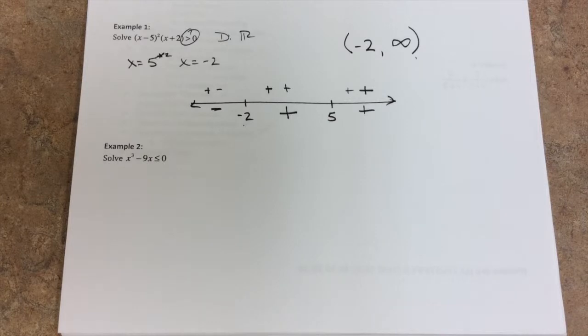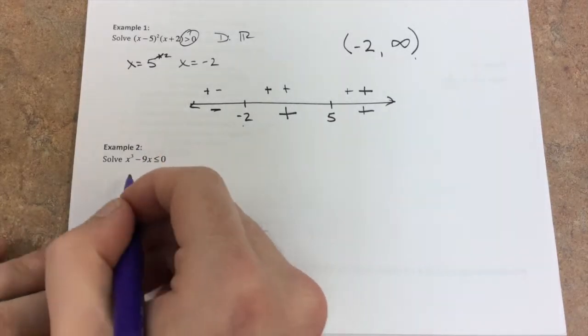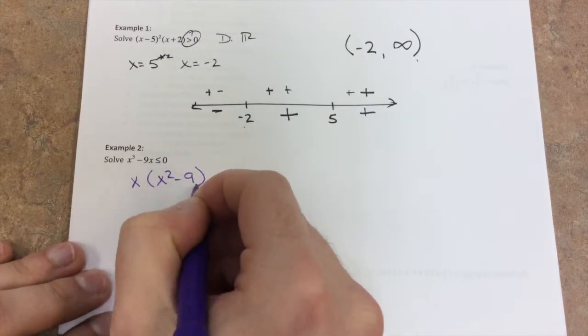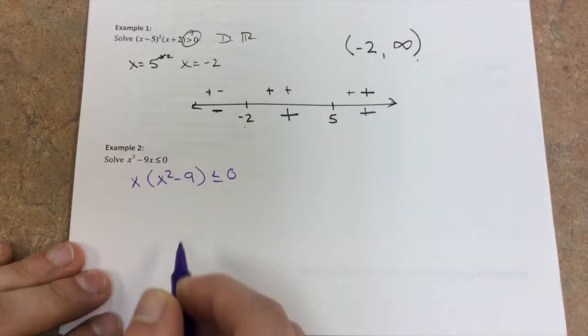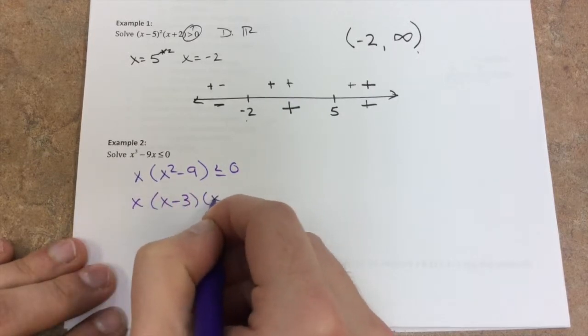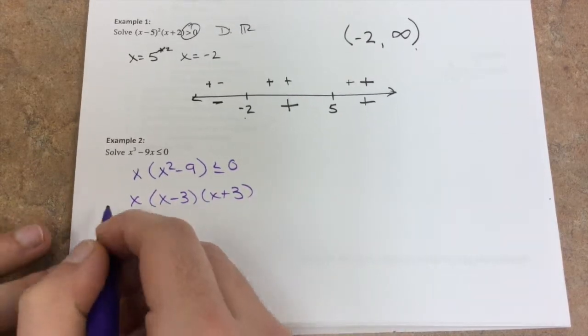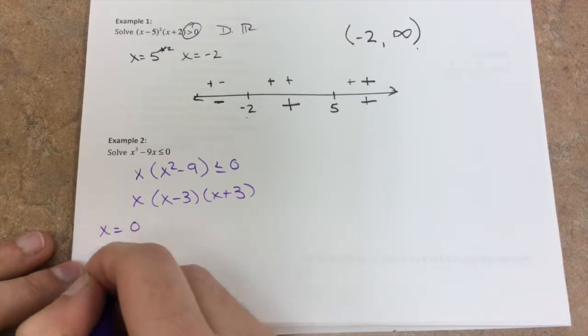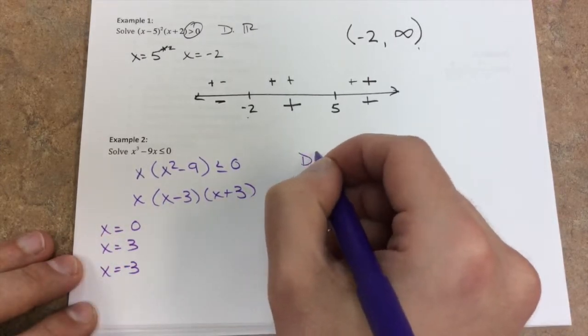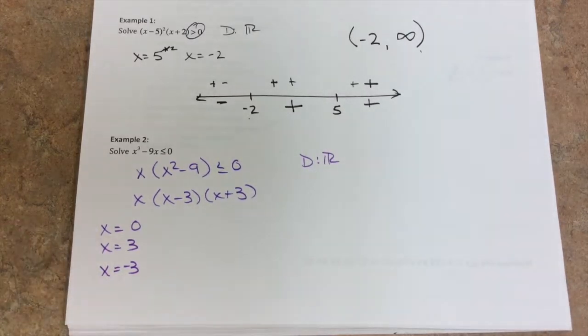Next up, let's try a different color. First, we want to factor. We're going to take out an x, and we're left with x squared minus 9. It's less than or equal to 0. We can still factor this, so this is x, x minus 3, x plus 3. Then our zeros are x equals 0, x equals 3, x equals negative 3. Our domain here is, again, all reals because the domain of a polynomial is all reals.